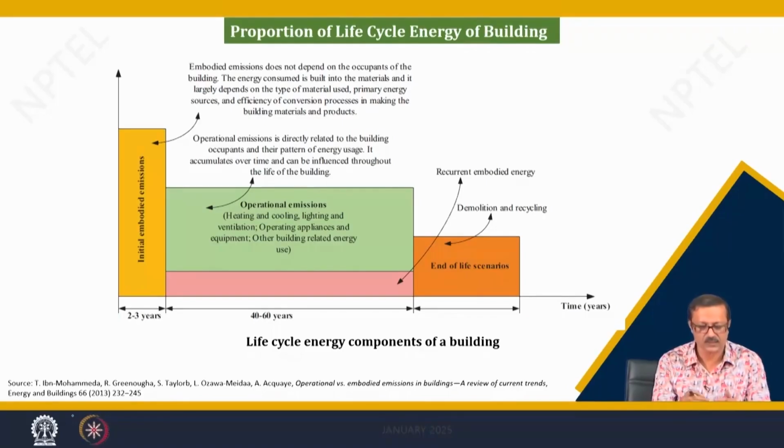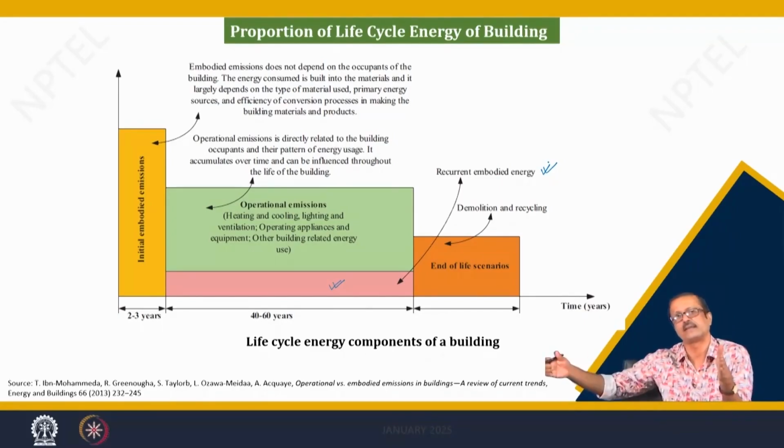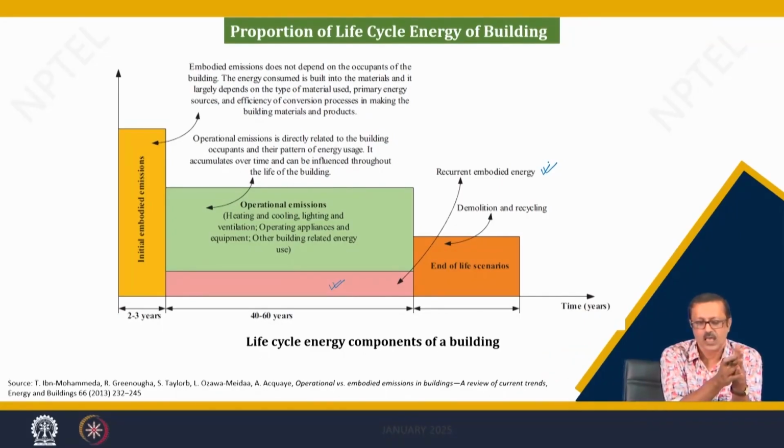If you see the next smaller rectangle, the lower rectangle, it is the recurring embodied energy. Recurring will occur after the construction, that is why it is after the yellow rectangle. It starts after 3 years and continues till 40 to 60 years, the total life period of the building. So this is the recurring embodied energy. Its total footprint is also not so high, but it is elongated till the end. And then this green part, the maximum part, is the operating energy, and the operating emissions also.